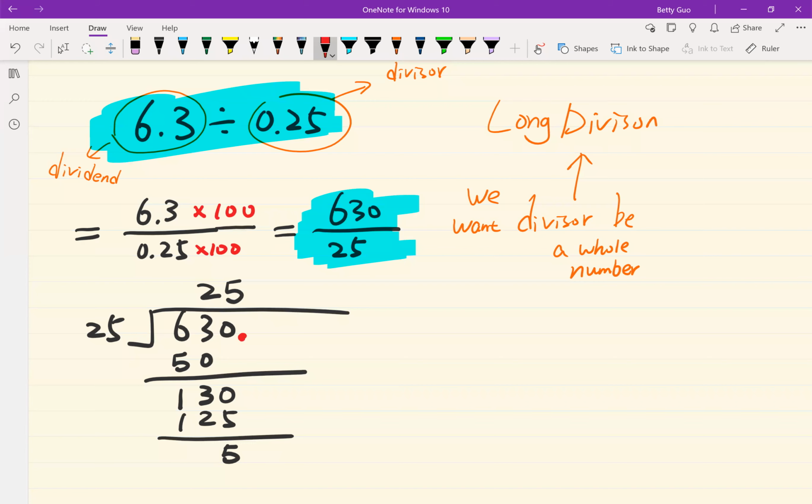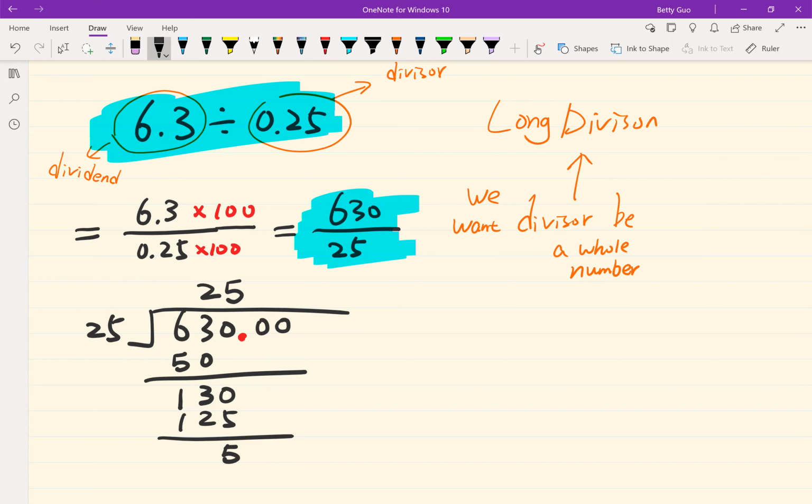630 is 630.00. You can add as many zeros as you need, right? It's like $630. If you print out the receipt, you will have 630.00, right? The same idea. A whole number actually is a decimal. So now you have a 0 to bring it down, right?